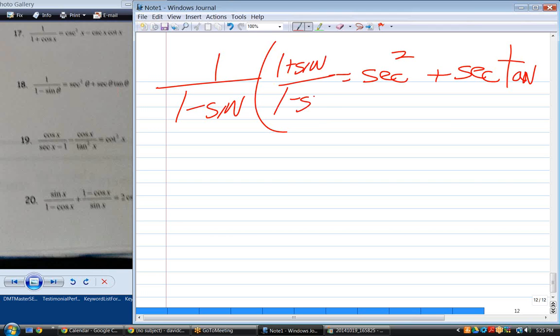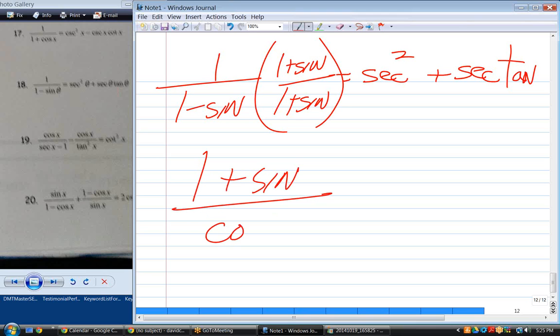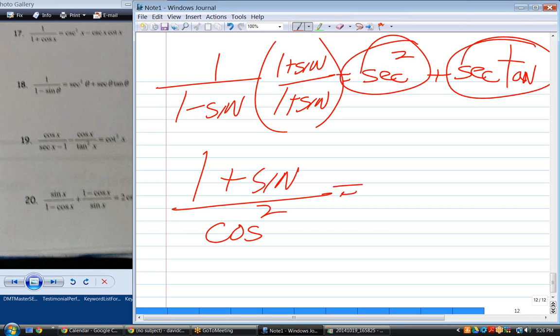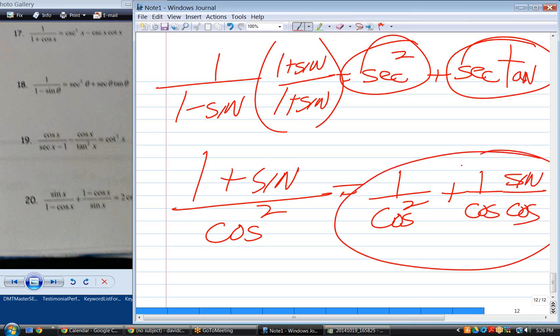The one thing we know for sure is when we multiply by the conjugate, the bottom turns into 1 minus sine squared, which can be replaced with cosine squared. So we end up with 1 plus sine in the numerator and cosine squared in the denominator. And again, I can see that that's 1 over cosine squared, plus sine over cosine squared. So that becomes 1 over cosine squared plus 1 over cosine times sine over cosine. That's the same as that.